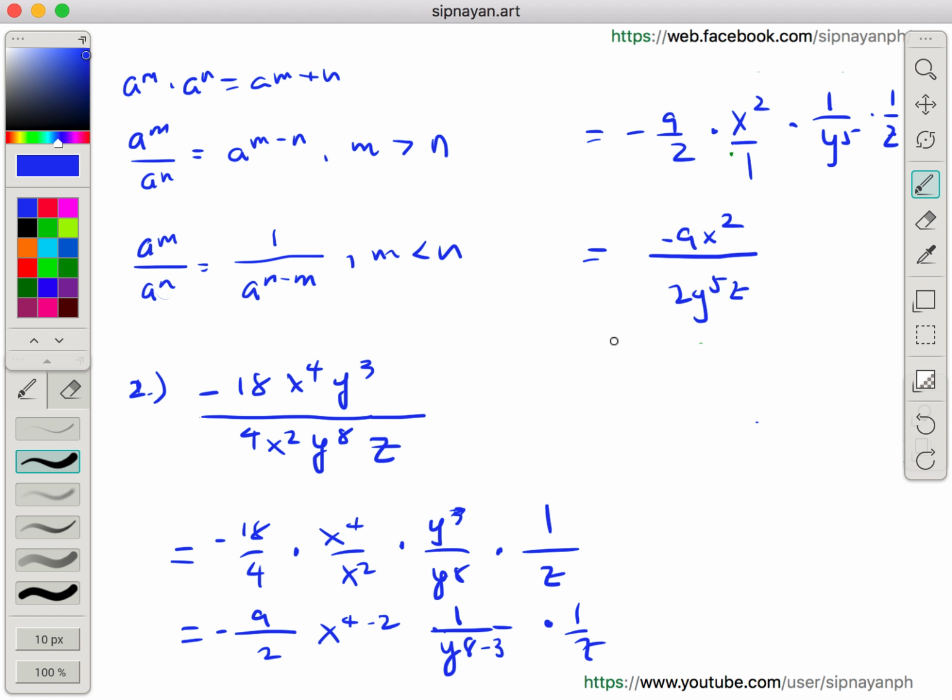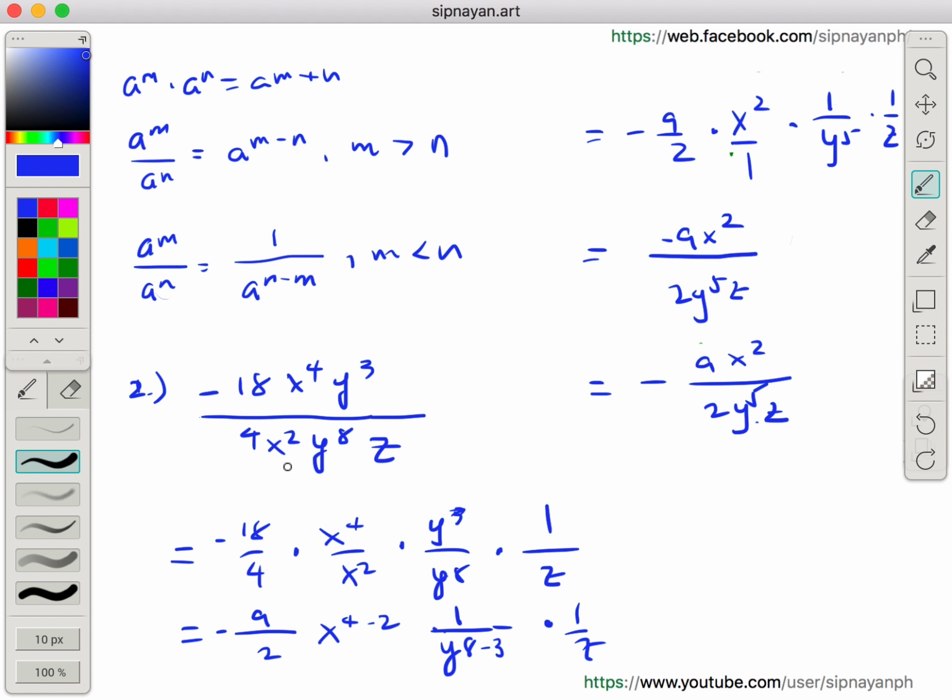Tama na to, pero minsan nilalagyan natin yung negative sa gitna to make it more elegant. But anyway, this is already the correct answer. Ako, I don't mind kung nakaganyan, pero mas maganda kung nakaganyan. Sa mga libro nakikita nyo, usually nakaganyan siya. So basically, that's it for the quotient rule.